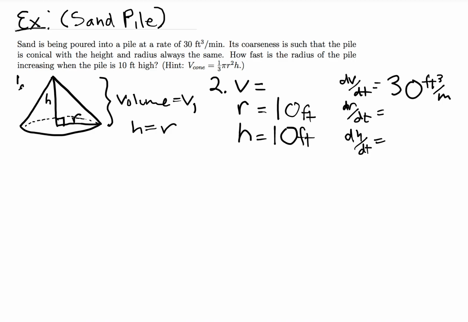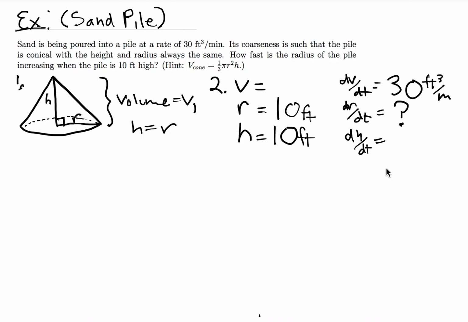First off, which one is it okay that we don't know? What are we looking for in the first place? Well, the very last sentence here: how fast is the radius of the pile increasing when the pile is 10 feet high? If I'm asking how fast the radius is increasing, that means I'm looking for a rate of change of radius. So it's okay that I don't know dR/dt.